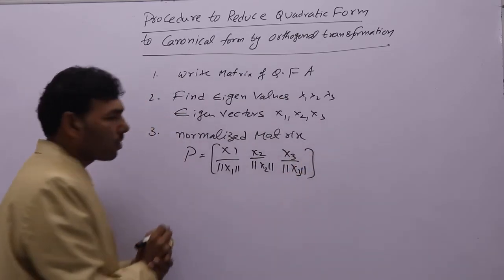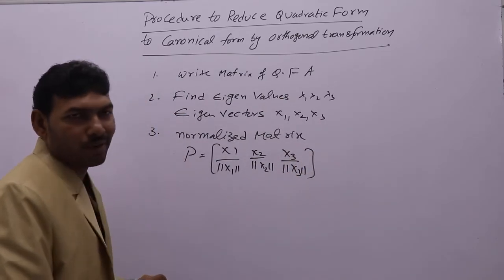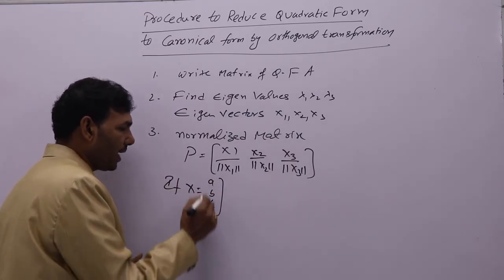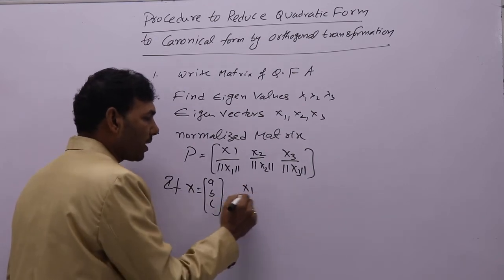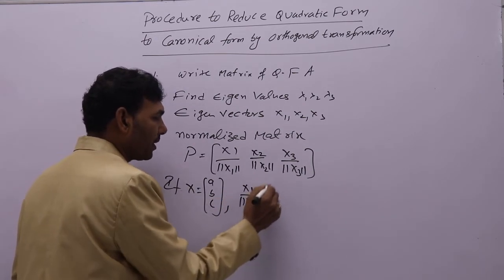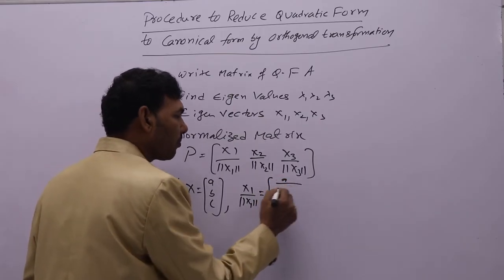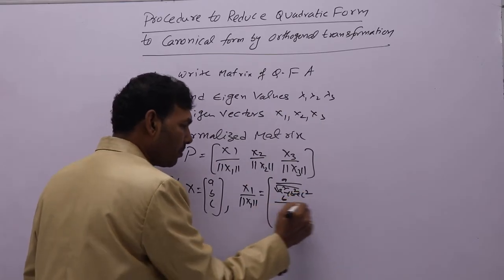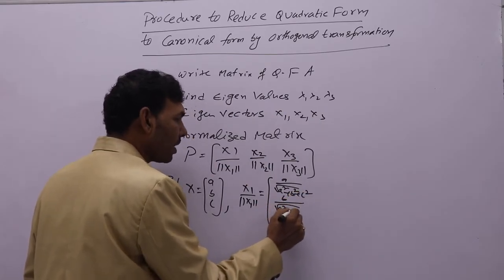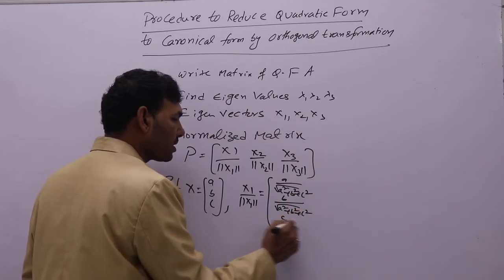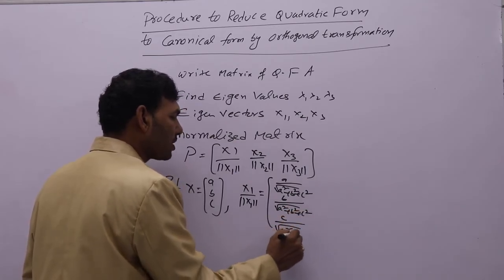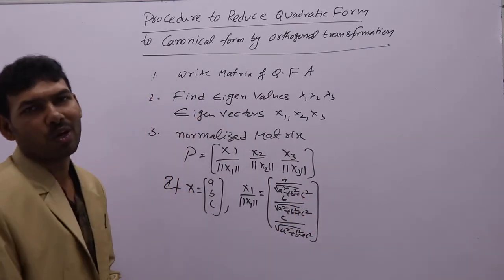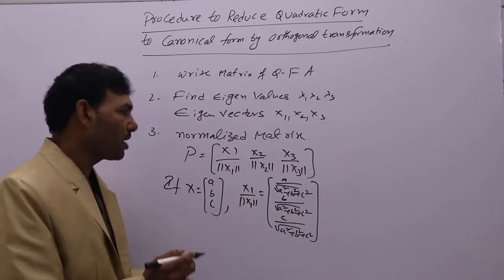I will explain how to write x1 by norm x1 with one example. If x equal to (a, b, c), then x by norm x will be written like this: a by root of a square plus b square plus c square, b by root of a square plus b square plus c square, c by root of a square plus b square plus c square. Like this, you need to write x1 by norm x1, x2 by norm x2, x3 by norm x3.